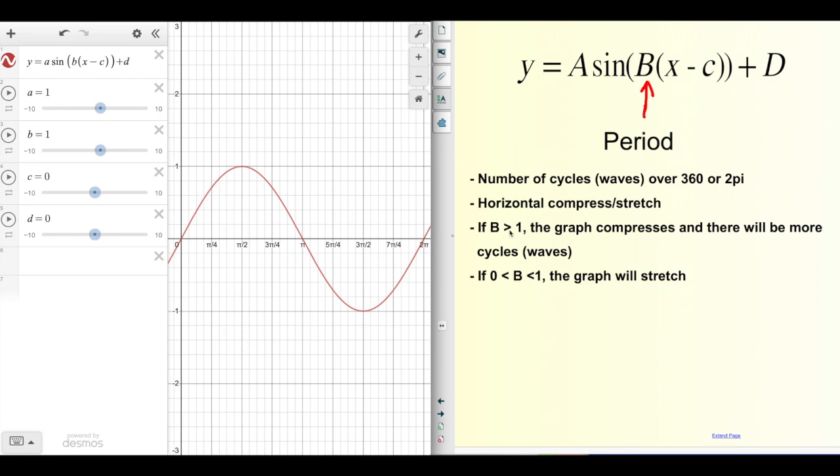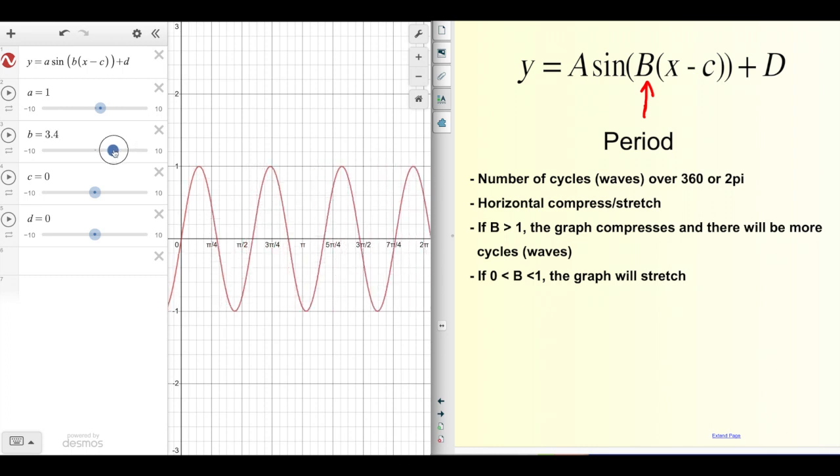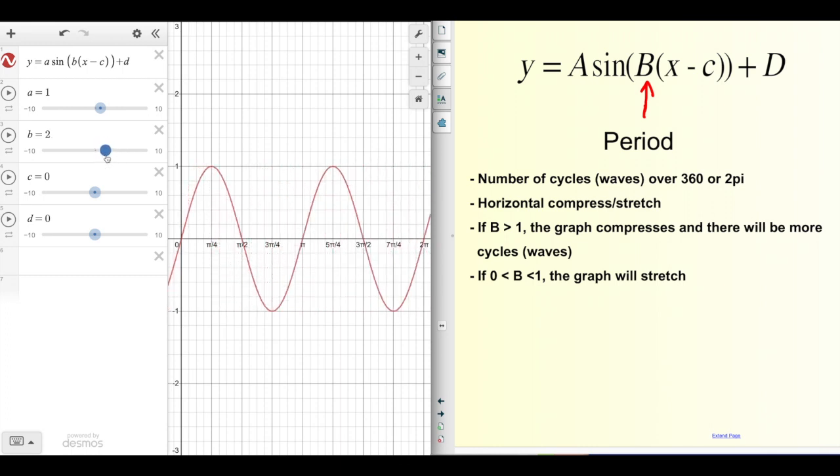So like it says here, if B is bigger than 1, the graph compresses. And here we go like this. See, it's getting pushed and pushed together, so we get more humps. And a way to look at this is, let me write this down for you. We're seeing how many cycles are over 2 pi. So if it's one cycle, it's just 2 pi. So we have one cycle.